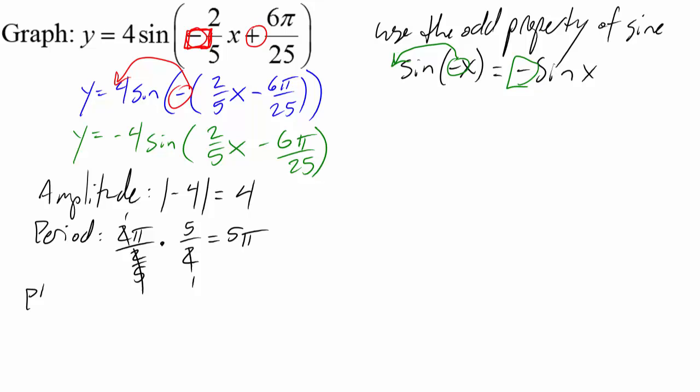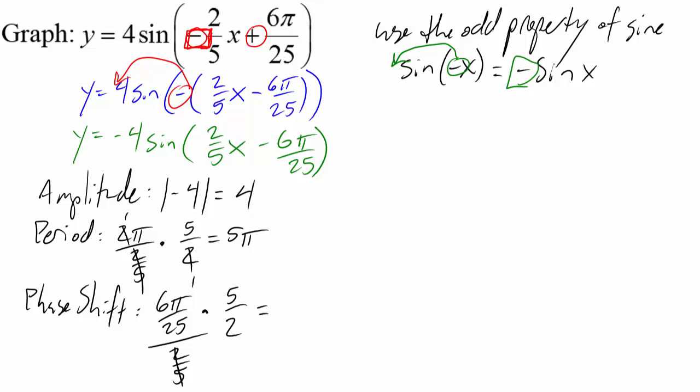Right, next up, we look for our phase shift, which is going to be our 6 pi over 25, divided by that coefficient in front of the x, which is 2/5. But again, it's annoying to take a fraction and divide it by another fraction, so we're going to take that 6 pi over 25 and multiply by 5/2 to get our new and improved phase shift representation here. Once the 5's go away, and the 2 and the 6 can cancel out, we're left with 3 pi over 5 as our phase shift for this problem.